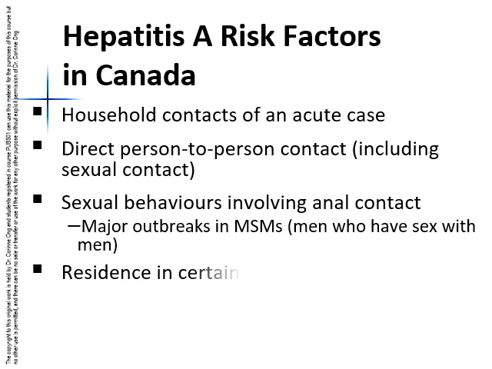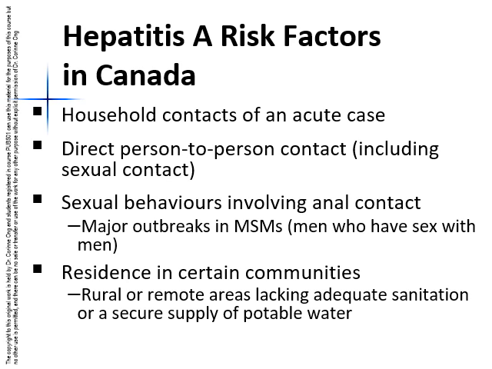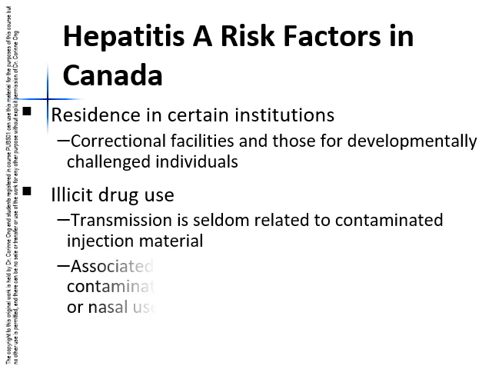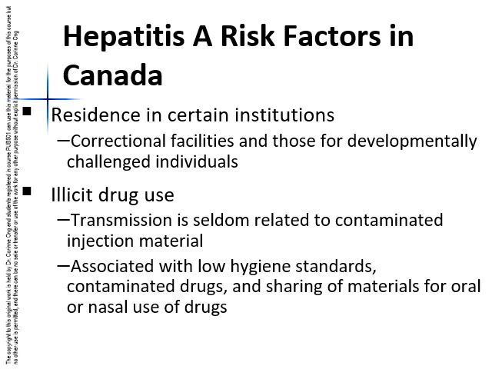Major risk factors are being household contacts of an acute case, and transmission can occur through direct person-to-person contact, including sexual contact. Sexual behaviors involving anal contact is also a major risk factor, and major outbreaks have occurred in the men who have sex with men community. Residents in rural or remote areas that lack adequate sanitation or a secure supply of potable water is also a risk factor. As well, residents in correctional facilities and those for developmentally challenged individuals also increases risk of getting hepatitis A.